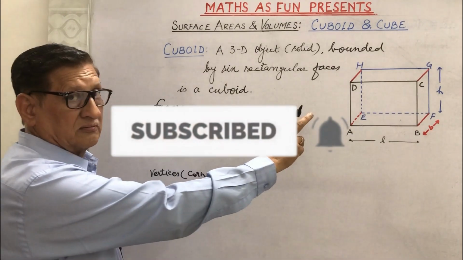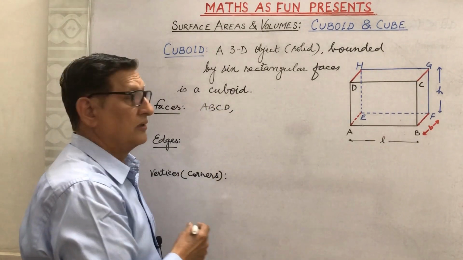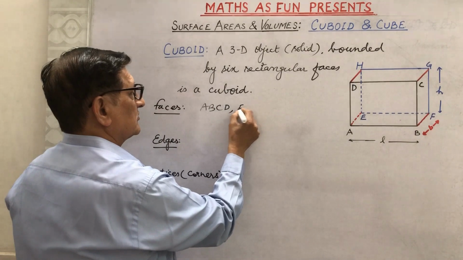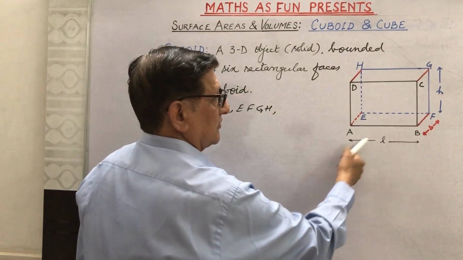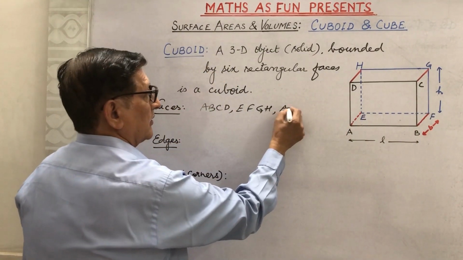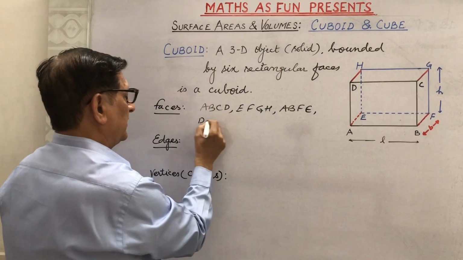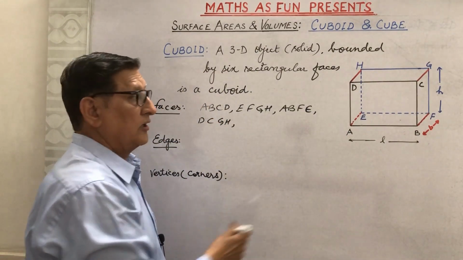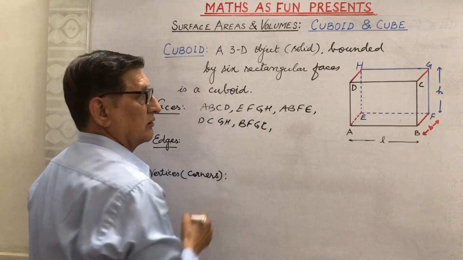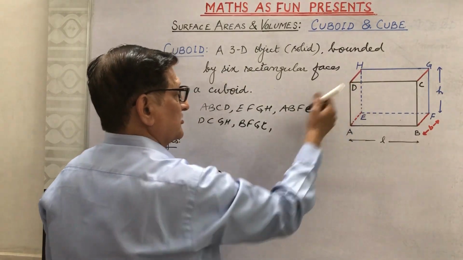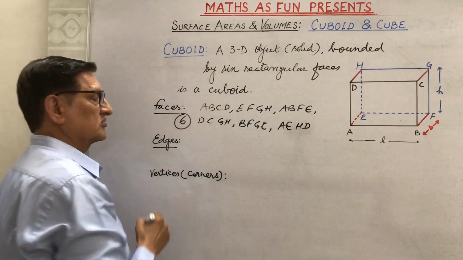What are these faces? The first one is A, B, C, D. The second one is E, F, G, H. Third is A, B, F, E. Fourth one is D, C, G, H. Fifth one is B, F, G, C. And the sixth one is A, E, H, D. So the total number of faces we have is 6.